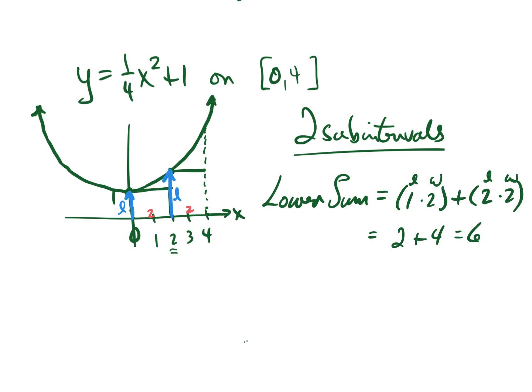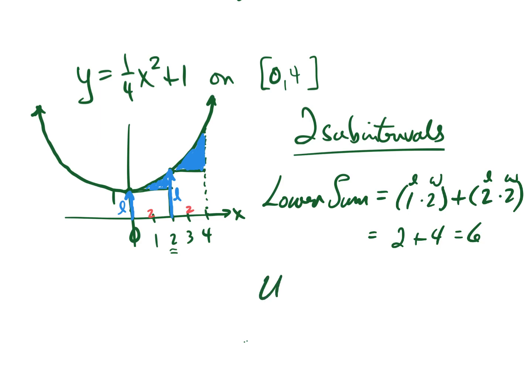Question: is that approximation, 6, too big or too small compared to the actual area? Well, it's going to be too small because we're not taking into account this little wedge section, and we're not taking into account this wedged section. So we're short of the actual area by those 2 little blue wedges. So we have an understanding that the lower sum is too small.